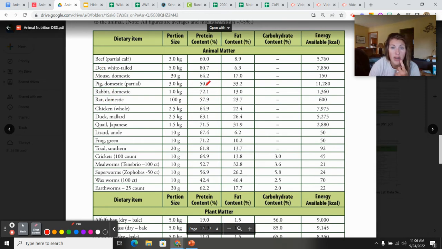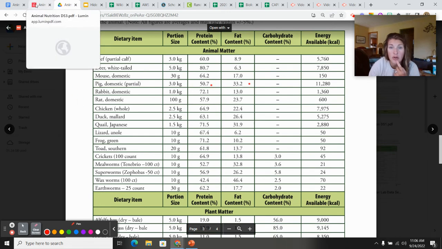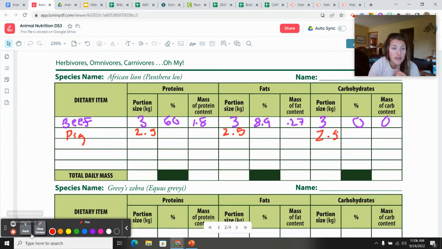Oh my gosh. Okay, so 50.7% is protein and 33.2% is going to be fat. So I'm going to write that in on my sheet. So 50.7 and then 0 for carbs. So now I can do my math and figure that out. So get my calculator out.